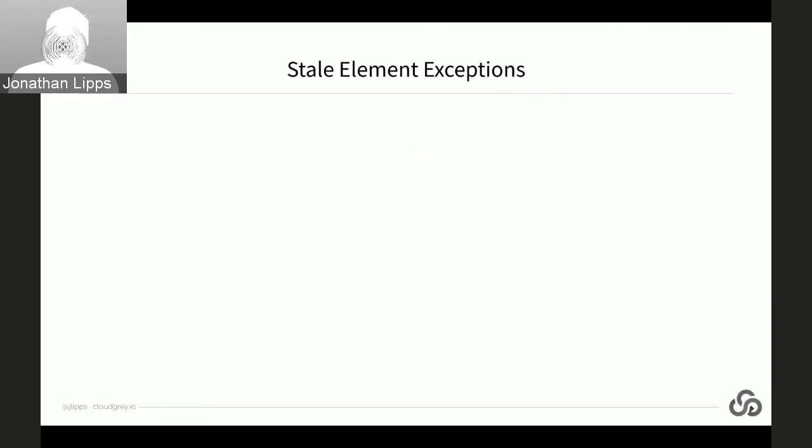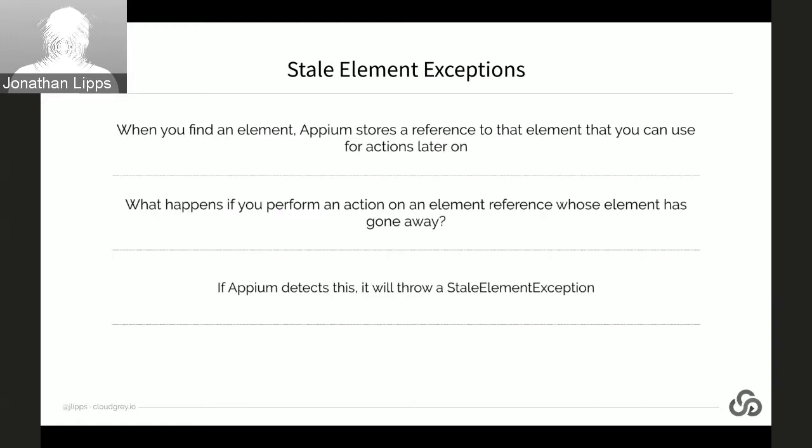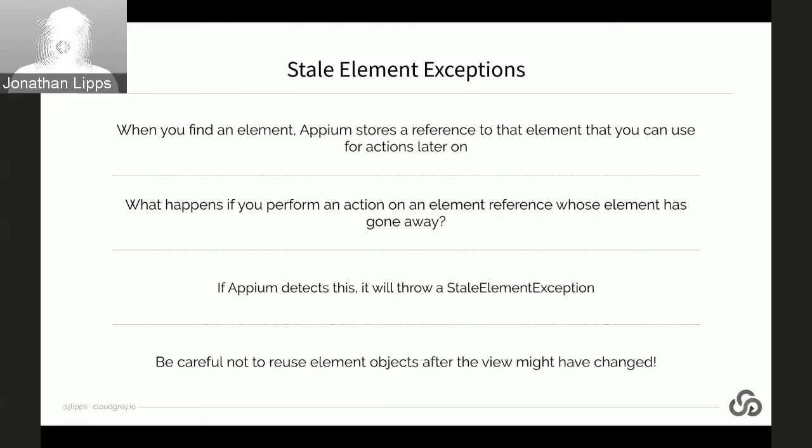Something else to consider when finding elements is that sometimes elements can go stale. What do we mean by this? Appium stores references to elements that you use, and what happens if those elements go away before you use them, and then you try and act on them? If Appium detects you're trying to do this, it will throw you a stale element exception, because the element's not there for you to operate on anymore.